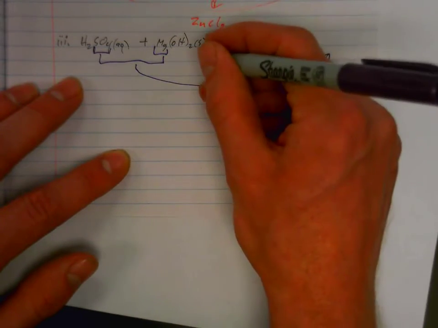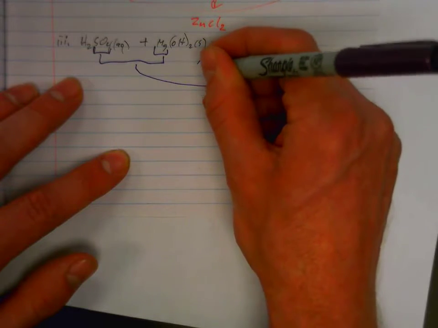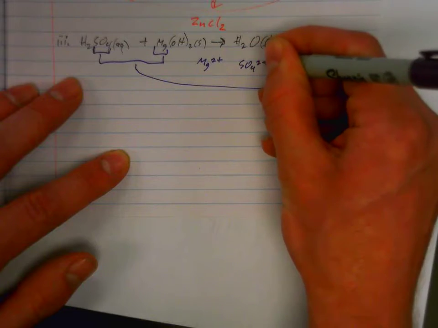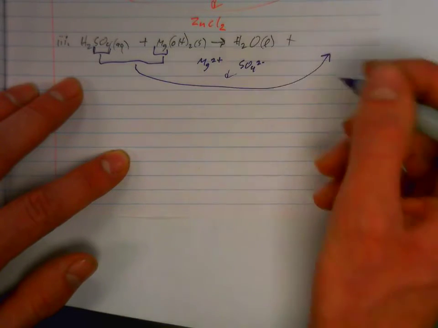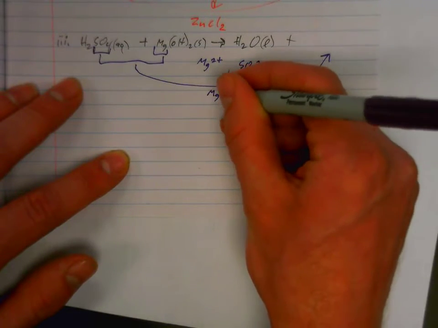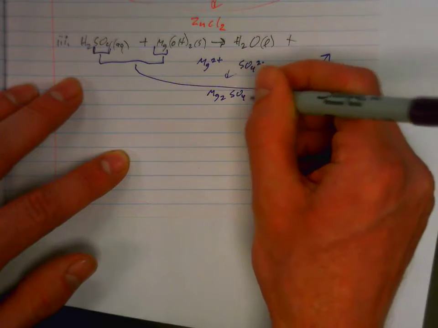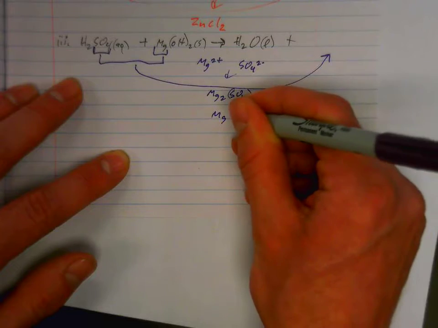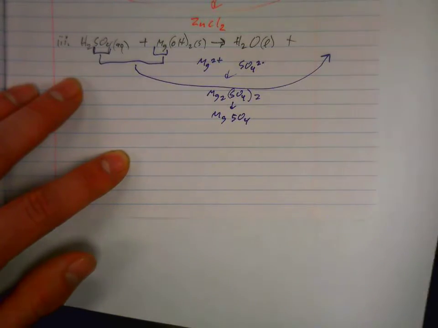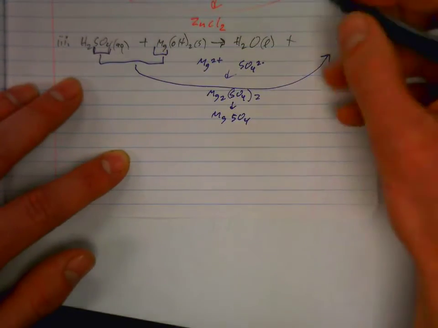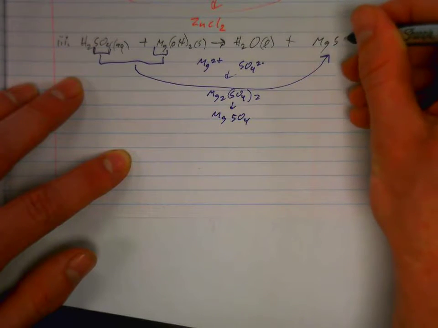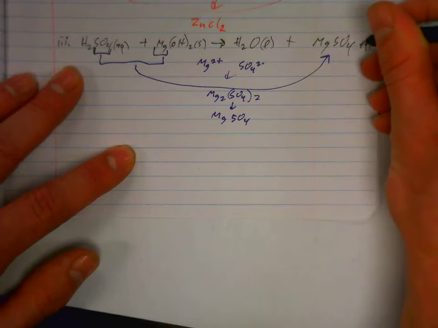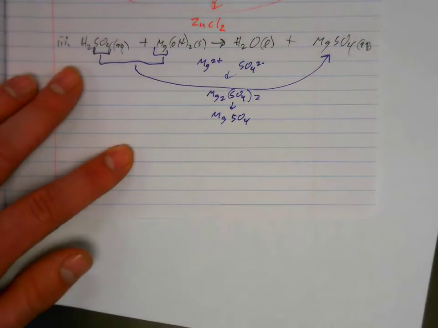So we have Mg, which is 2 plus, and SO4, which is 2 minus. When those crisscross, Mg2(SO4)2, we then reduce that ratio to MgSO4. Magnesium sulfate is the salt.